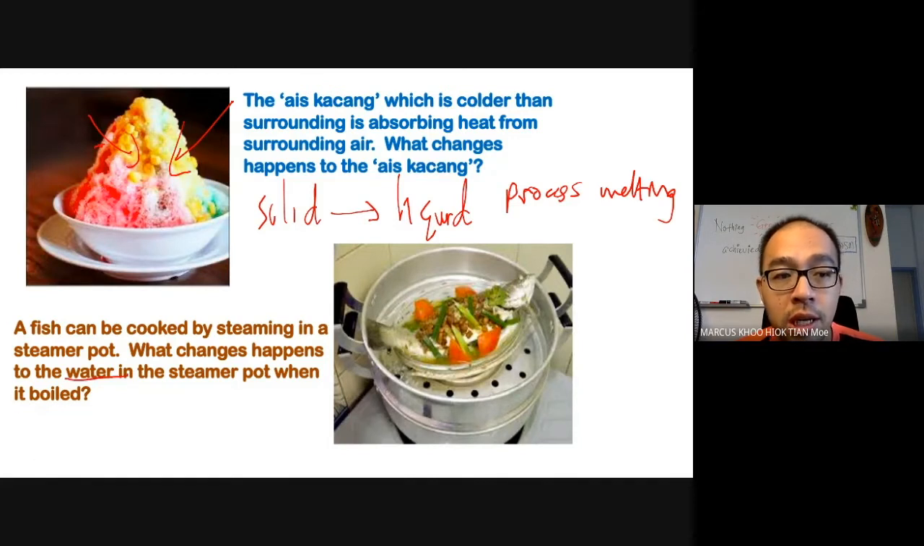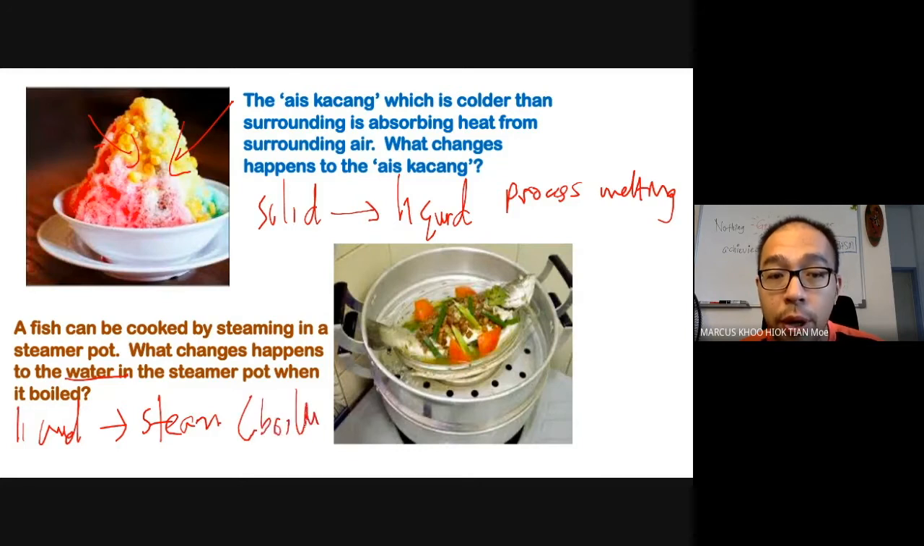Okay, the water changes from liquid to steam, okay, or to vapor. Okay, by the process of, what is the process called? It is called boiling. Okay, you boil the water. Okay, so the changing from solid to liquid is melting. Changing from liquid to steam is boiling.